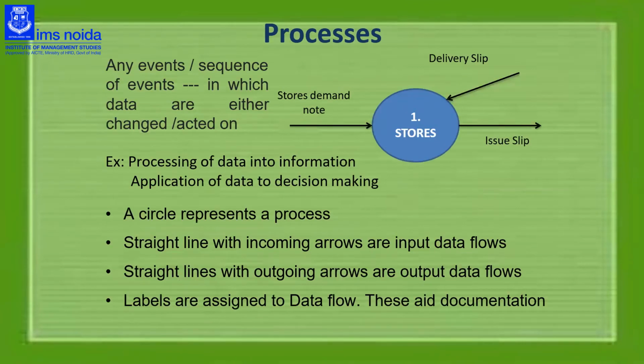Process, an event, or sequence of events in which data are either changed or acted on. Process we will describe by the circle. We can write the name of the process and we can write the number of the process. Both things we can write in the circle. For example, processing of data into information, application of data to decision making. Circle represents a process. Straight line with incoming arrows are inputs. Straight line with outgoing arrows are outputs. Input and outputs, labels are assigned to data flow. In this documentation, store demand note is the input and issue slip is the output.